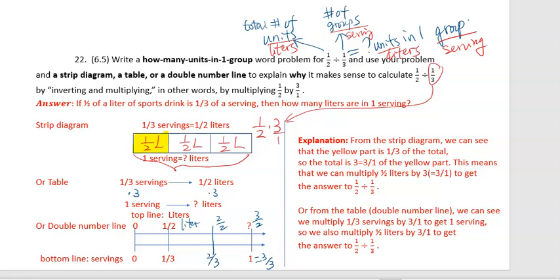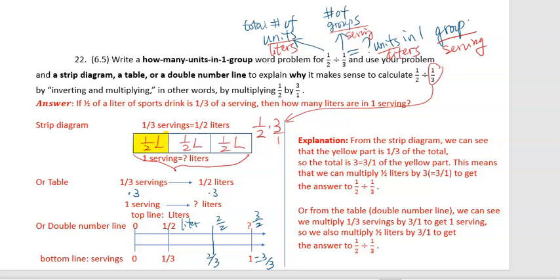We can also use the table method. So 1/3 serving corresponds to 1/2 liter. The question is, one serving equals how many liters? And notice that in order to turn 1/3 serving into one serving, we just need to multiply by 3. Correspondingly, we multiply the quantity of liters by 3. So again, 1/2 times 3. It's the same solution.